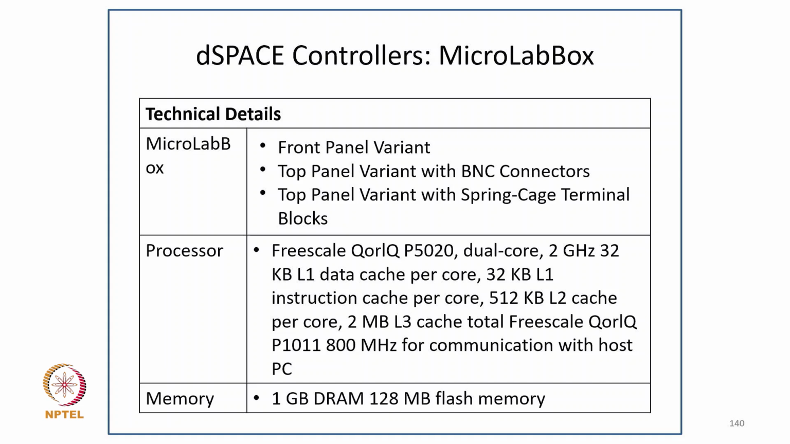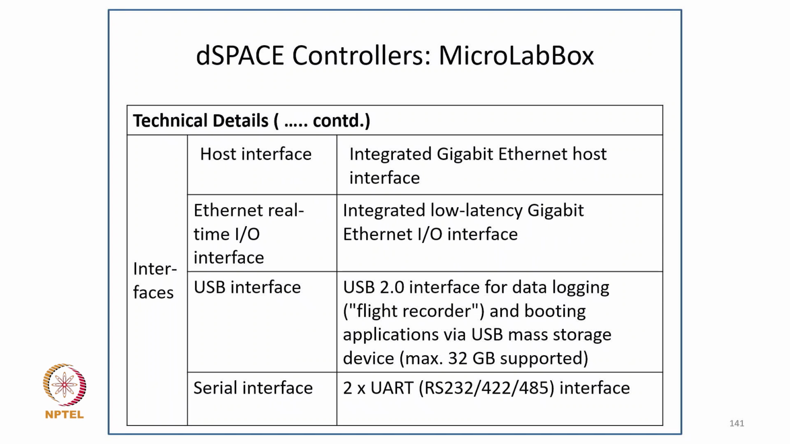The Microlobux OS typically consists of 4 front panel variants: top panel variant with BNC connectors, top panel variant with the spring cage terminal. The processor is a Freescale QorIQ P5020, dual core, 2 GHz, 32 kilobyte L1 data cache per core, 32 kilobyte L1 instruction cache per core, and 512 kilobyte L2 cache per core, 2 megabyte L3 cache total. Freescale QRP10118 megahertz for communication with PC, and memory is 1 GB DRAM, 128 MB flash memory, and host typically interfaces.